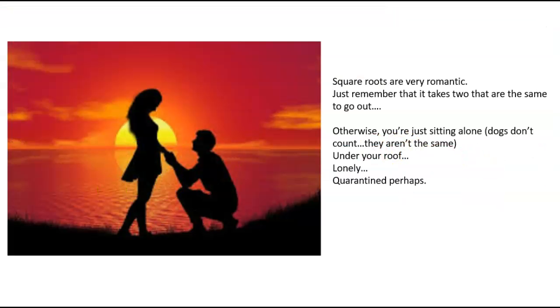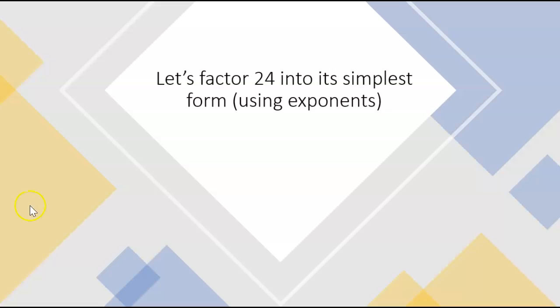Okay, square roots are very romantic. It takes two that are the same to go out. If they're not the same, they can't go out. And if there isn't two of them, they got to stay home under the roof too. Okay? So let's try 24. Let's put 24 into its simplest radical form.